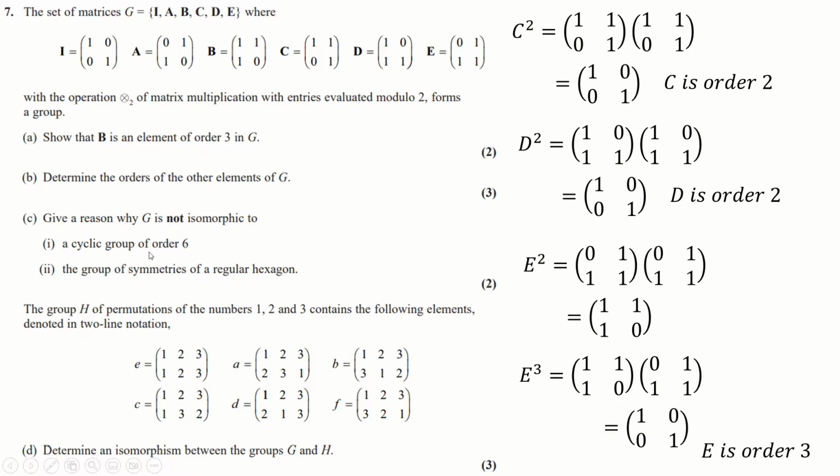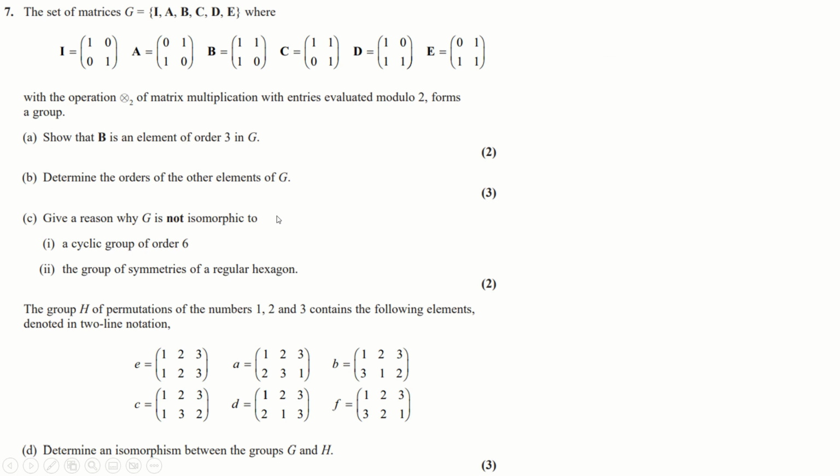Explain why G is not isomorphic to a cyclic group of order 6. Now, a cyclic group means that one of the elements generates all of the others. Like this times itself would make B, and then times itself would make C, and then again would make D, and then again would make E. That means its order itself would be 6 because it cycles through all the other ones. Now, we don't have an element of order 6, so they can't be isomorphic because the orders wouldn't match up. There's nothing in G of order 6 to match the order 6 element that is definitely in the cyclic group.